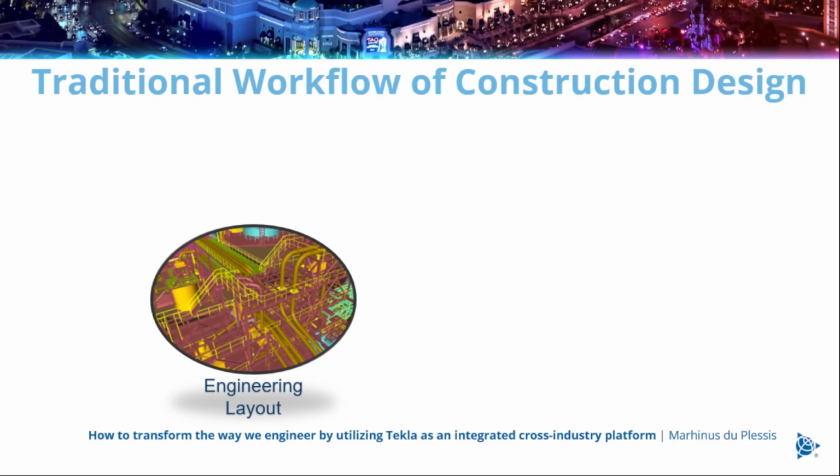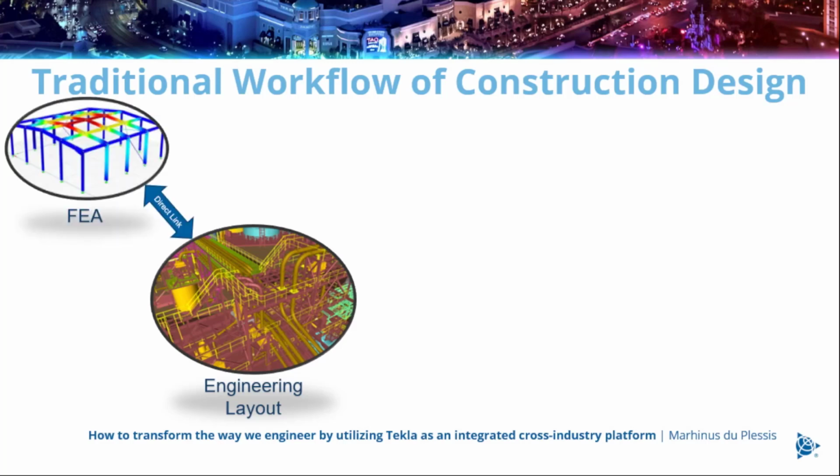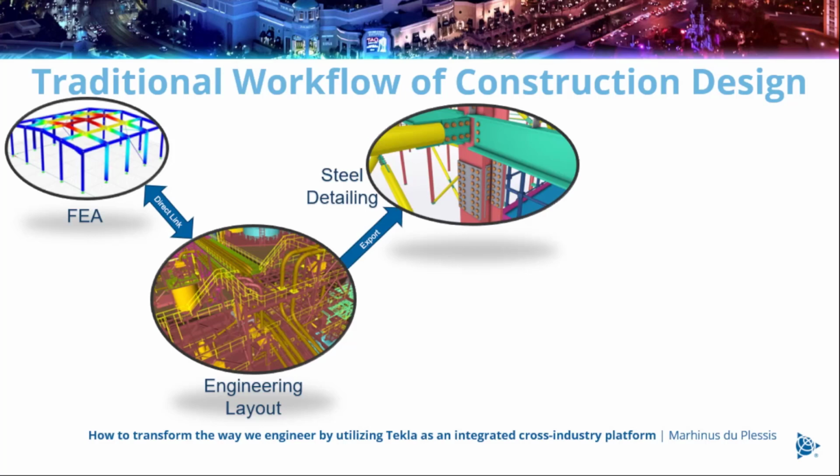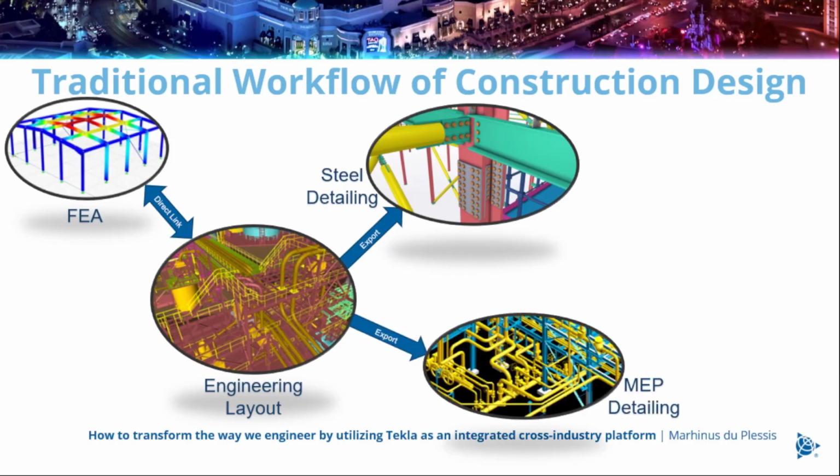The current and traditional workflows of construction design really start with the master model. This master model is generally done in a software suite or platform such as Revit, Aveva Smart Plant, and so on. The general engineering is done inside here, and I'm sure most of you are familiar with this, where the engineer then does the layout, goes out to the FEA or analysis platforms, designs the structural steel, and from there it's exported to the structural steel detailing and the MEP detailing using Tekla Structures or PDMS or whatever you use.